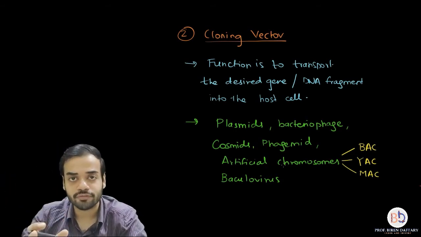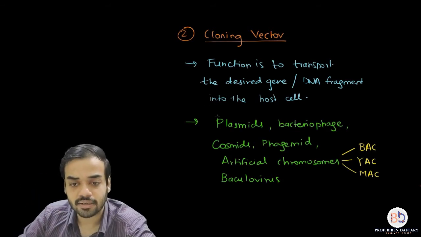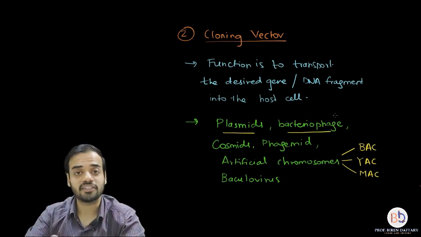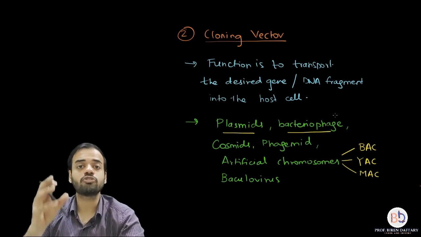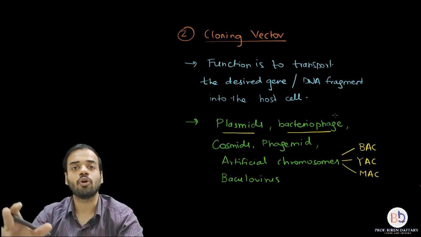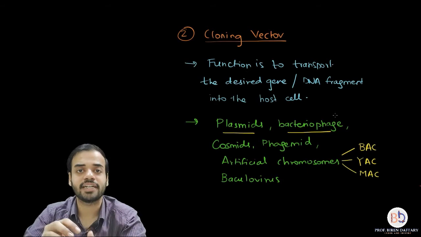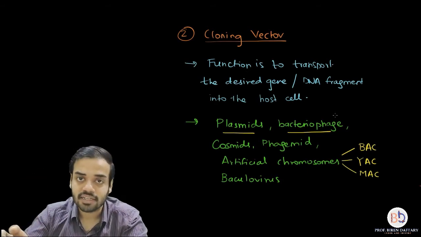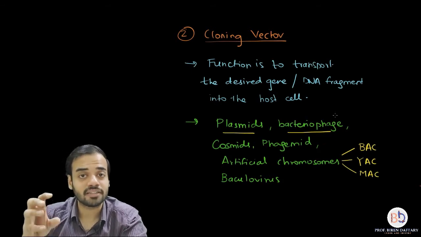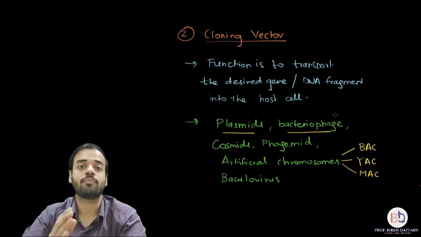However, out of all of these, the most commonly used vectors are plasmids and bacteriophage. Please remember. And out of the plasmids and bacteriophage, the most common type of vectors which are used are plasmids. So if anybody asks you which vector is most commonly used in recombinant DNA technology, then the answer is plasmids. Is that clear? And among plasmids there is one called pBR322. We will come to that later in this lecture. That is the most common type of plasmid which is used.